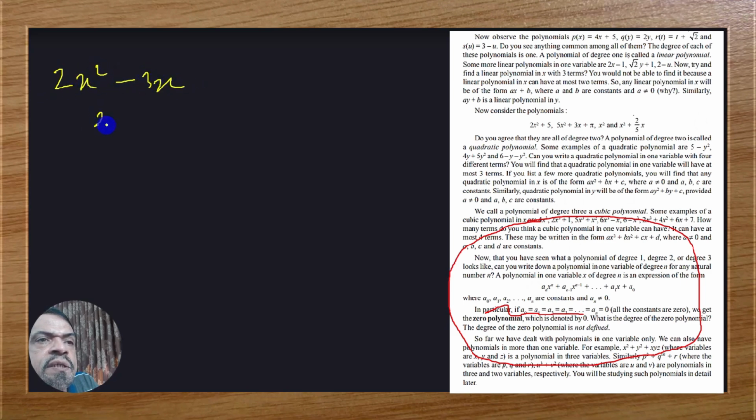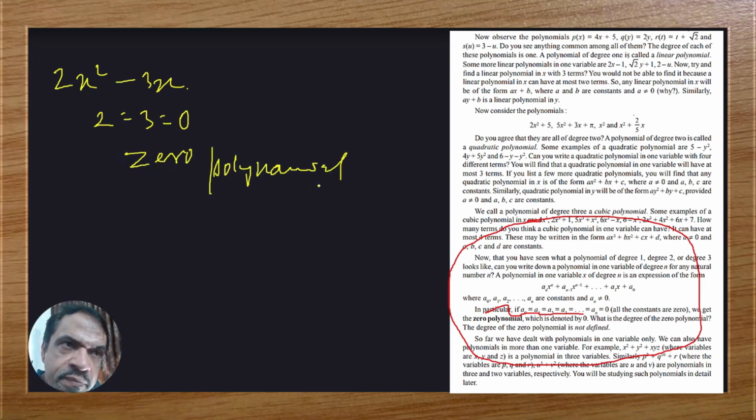If the constants 2 and 3 are equal to 0, then here it will be 0. So we will get the zero polynomial. A simple concept: in any algebraic expression, if the constant along with the variable terms are all equal to 0, then the whole will be 0. Then it is called the zero polynomial.